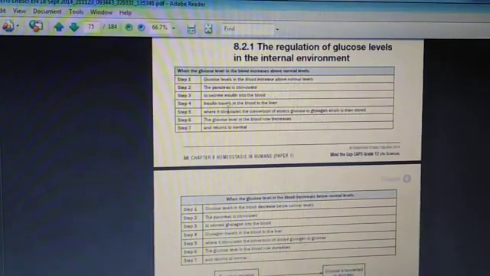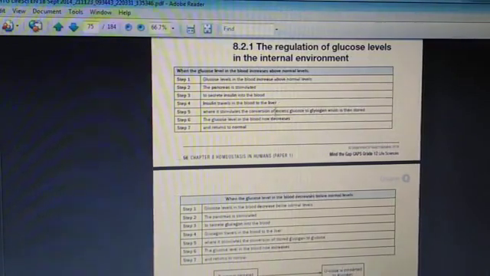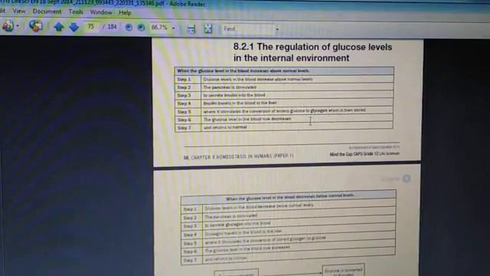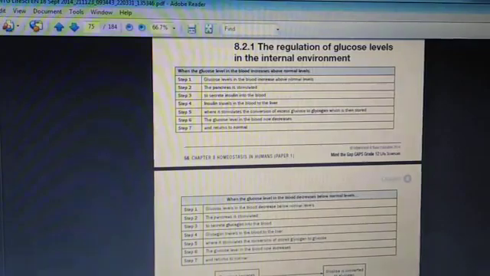The insulin will travel in the blood to the liver. That's the target organ. And what is this liver going to do? It stimulates the conversion of excess glucose into glycogen, right? And we store our glucose in the form of glycogen. So now the glucose levels in the blood will decrease, and they return back to normal, right?